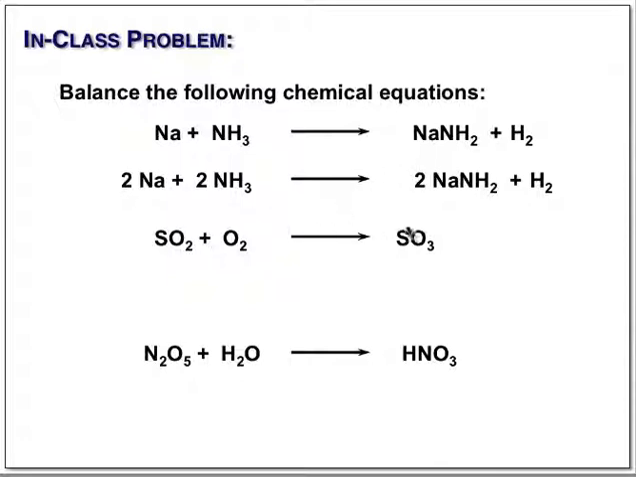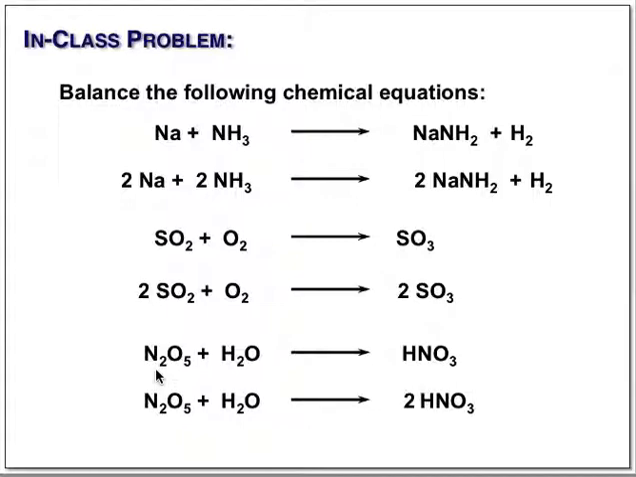4 oxygens, 3 oxygens, we need to double this. 2 sulfurs, we have to double this guy. And finally, N2O5 plus water to give nitric acid. We have 2 hydrogens, we have 1, so we have to double this. We have 2 nitrogens, so that's good. I think it works out just like that.